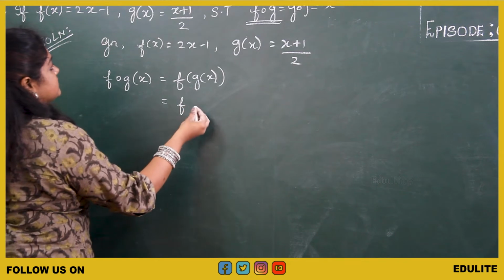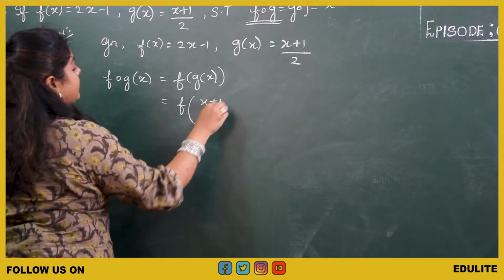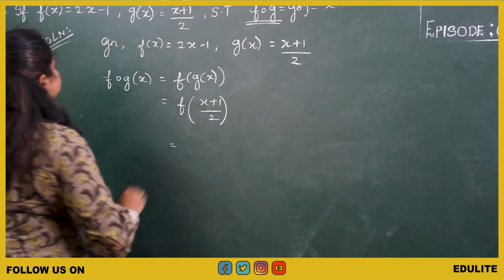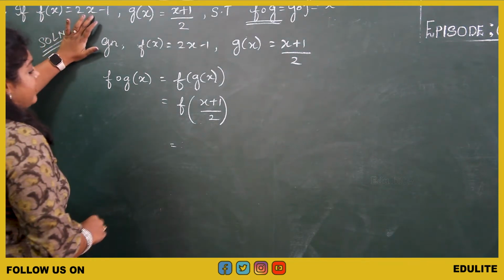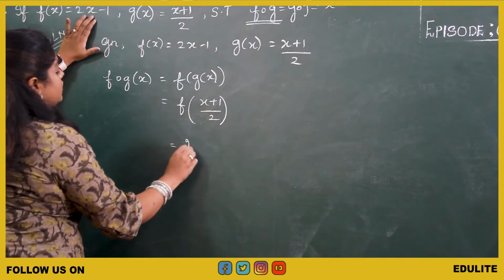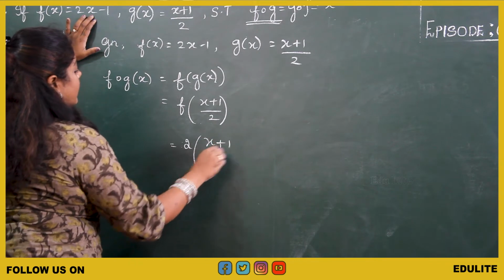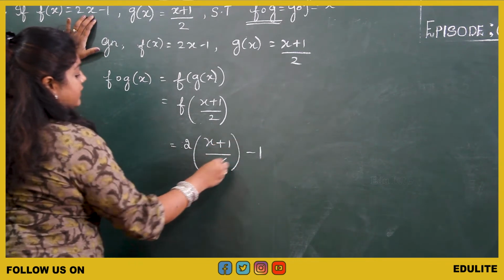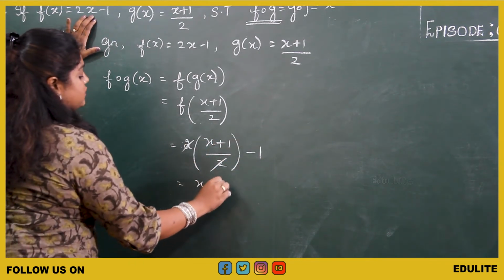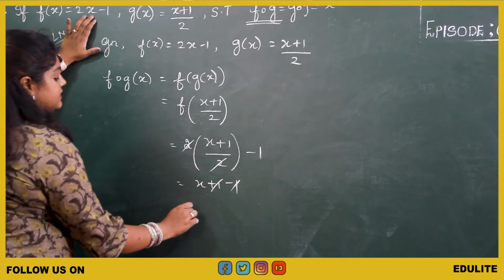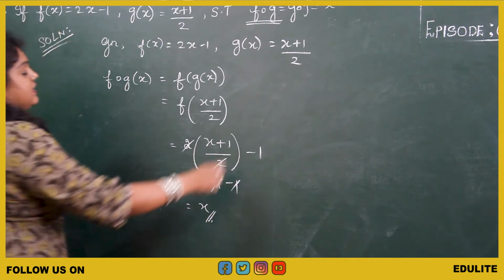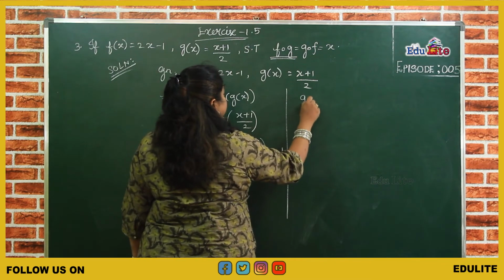So f of g of x value is (x plus 1) by 2, and using now the f of x value, in place of x we have to substitute (x plus 1) by 2. So 2 into (x plus 1) by 2 minus 1. 2 and 2 will get cancelled. X plus 1 minus 1. Minus 1 and plus 1 will get cancelled. X. Similarly, we will find g composite f.